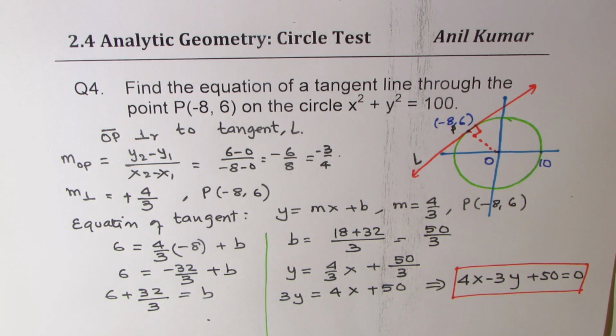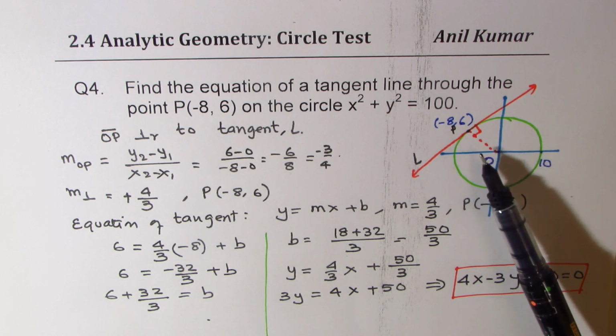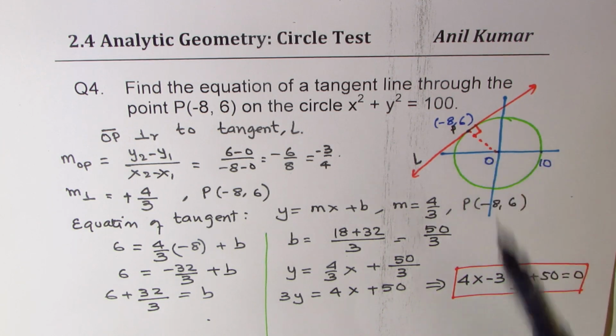So I hope the concept is absolutely clear. The key here is that the tangent will be at right angles with the line joining the center. So with that, we come to an end, and I hope it helps you to review the concepts learned in this unit. Thanks for watching and all the best.